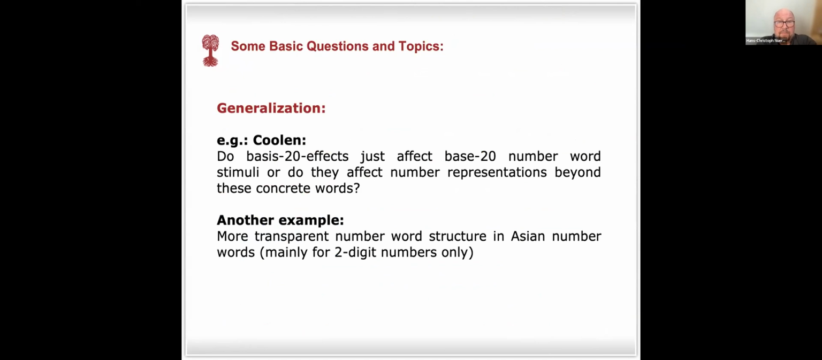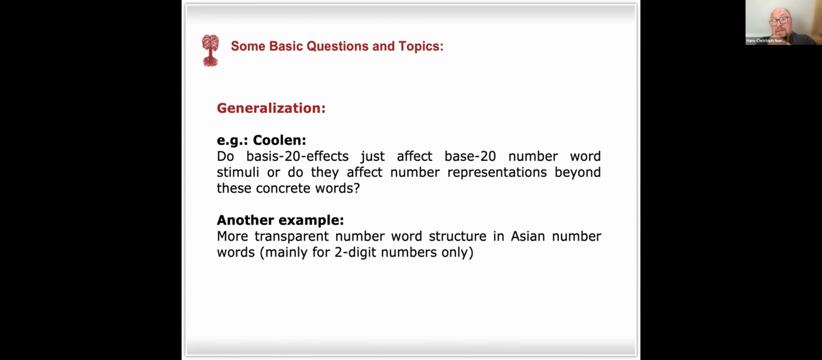And based on that framework, I want to bring up some basic questions about linguistic influence on numerical cognition. The first question is generalization. This refers to the talk of Ilse Coolen. What we already discussed is whether these base 20 effects just affect base 20 number words from 60 to 100 or 70 to 100, or whether they affect number representation beyond these concrete number words. And of course, this is not only relevant for Ilse's talk, this is a much more general question.